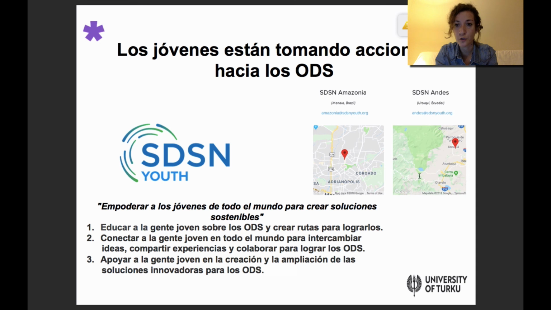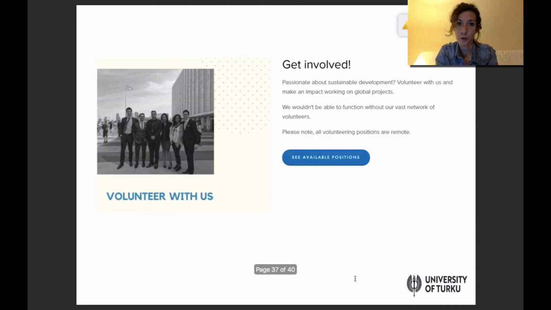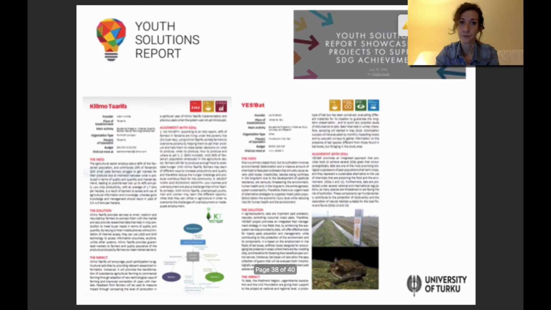But I put these two because they are in South America, so maybe they could be the most interesting for you. And also there is the possibility of volunteering for this network. And you can check out their website. You will find the references in the presentation. So this is one way to get involved.